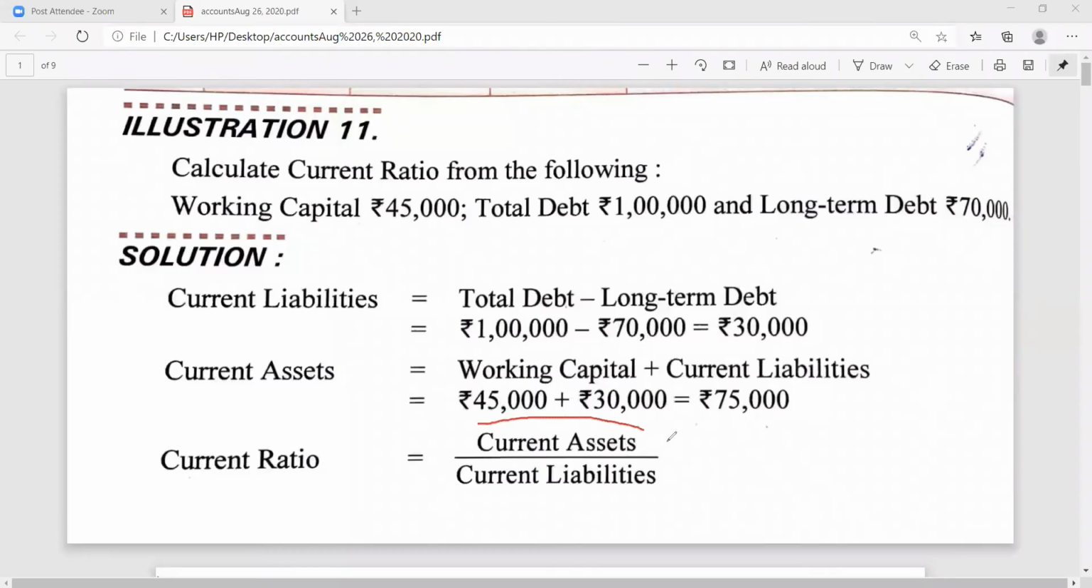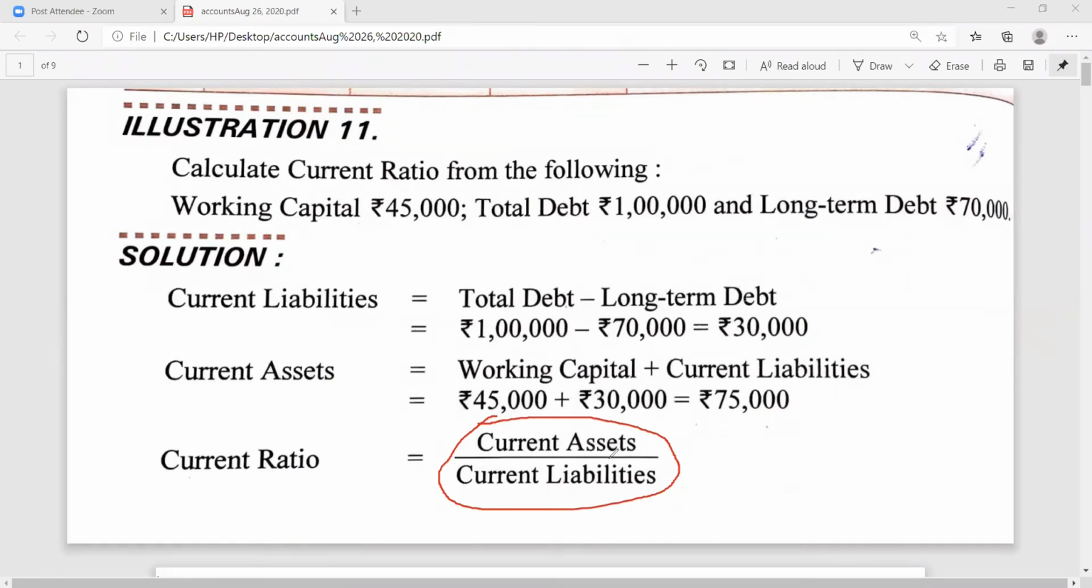Good afternoon, students. Let's continue our topic, calculation of current ratio and quick ratio, under the topic of liquidity ratio. In my previous lecture, I taught you how the current ratio is to be calculated. It's floating on the screen. I highlighted the formula over here: current ratio is equal to current assets over current liabilities.